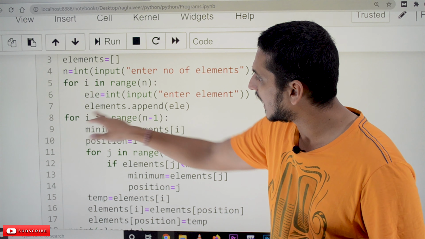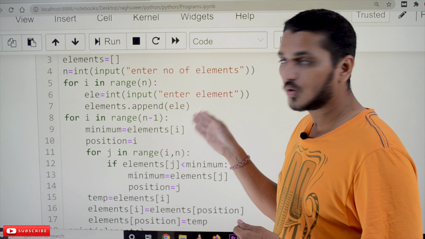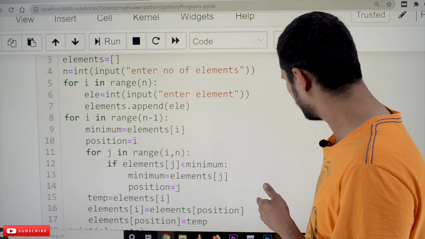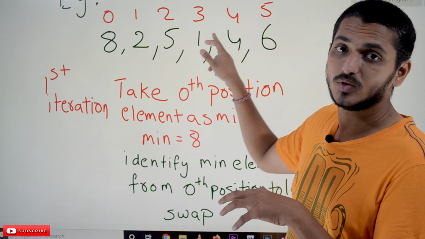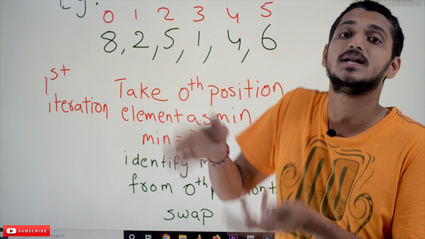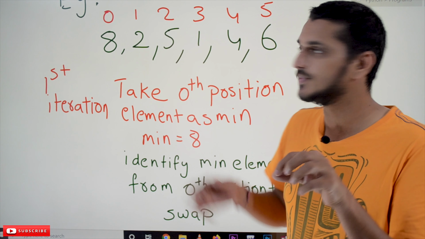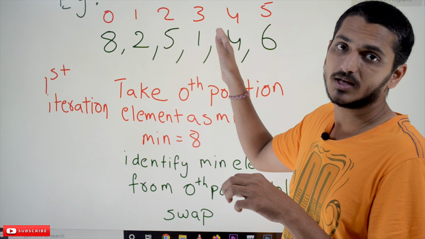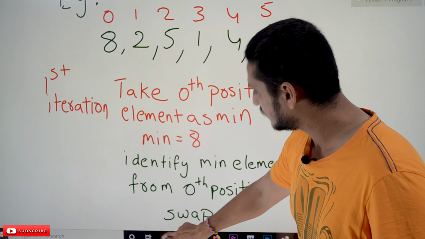Now the logic starts. For i in range(n minus 1), we are taking the elements from 0, 1, 2, and so on up to n minus 2. n minus 1 is not considered. We will consider only up to the fourth position. That is what we are doing here. Why do we consider only up to the fourth position? We have to repeat the iterations n minus 1 times. With 6 elements, we have to repeat 5 times. The last element is not needed, because the element before the last will be at position 4. That's why we are taking up to the n minus 2 position. That is what we are doing here.